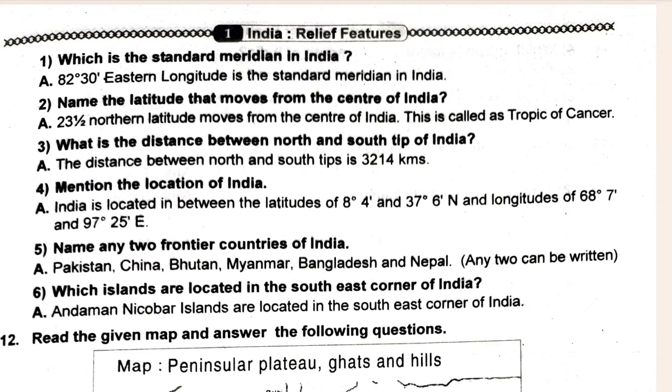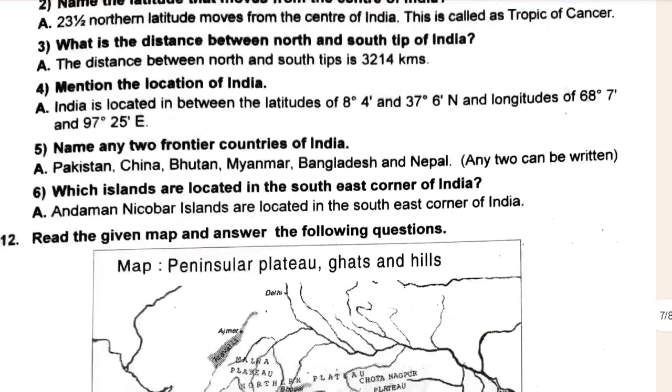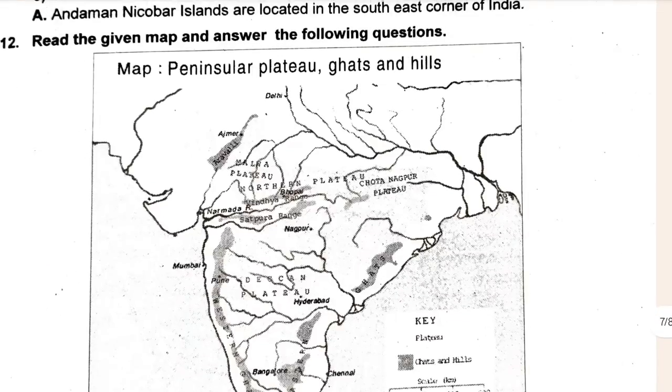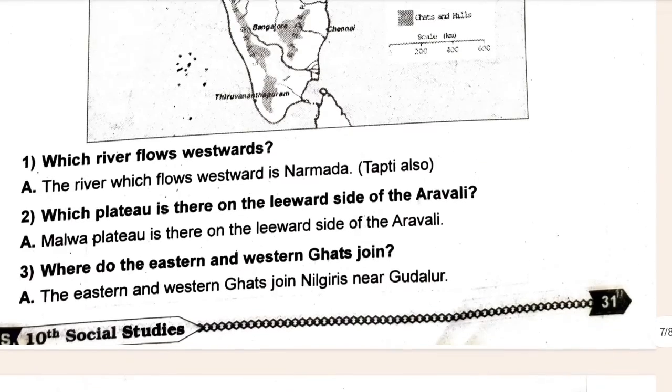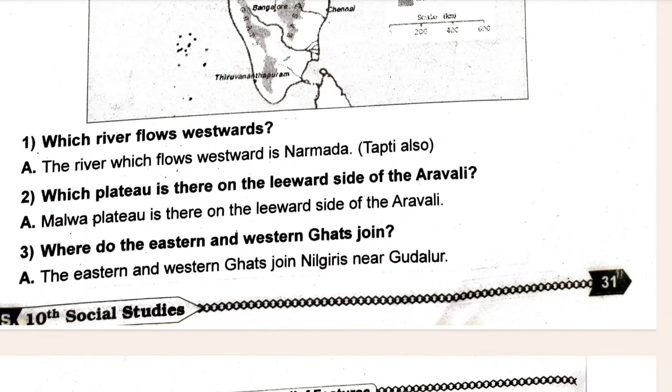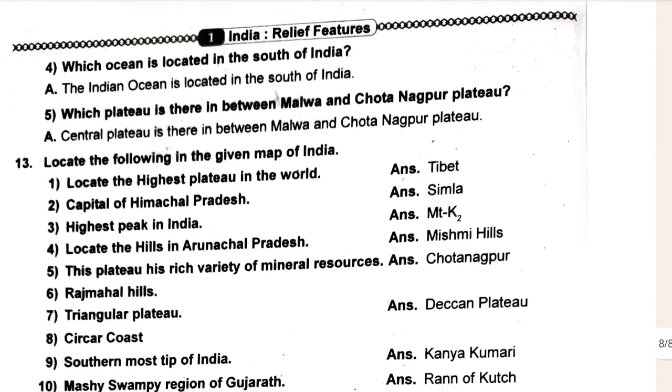There is maybe a 10% chance it will come or not, but a 1 mark question will definitely come from that. So it comes under the 1 mark questions. Then read the given map and answer the following. That one also has a 10% chance of coming or not, but a 1 mark question will definitely come. So you have to stay focused on that.